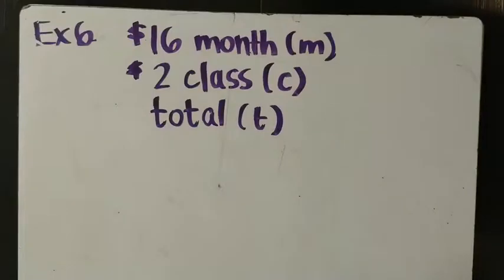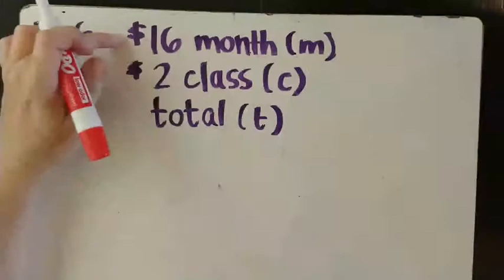Now let's move on to example 6. Solving equations with 2 variables. Delilah pays $16 per month for a gym membership. In addition, she pays $2 per Pilates class. Write an expression with the variables, and then we're going to substitute the values to find the total amount Delilah spent this month if she took 12 Pilates classes.